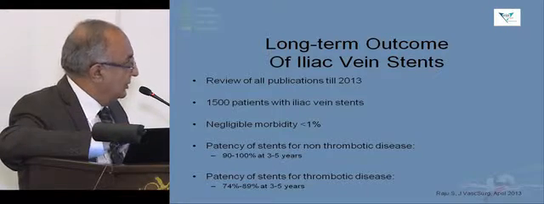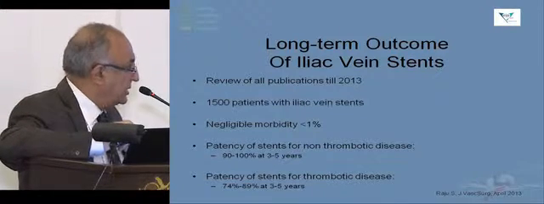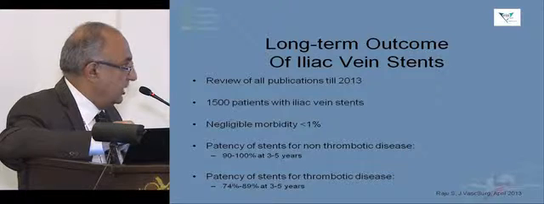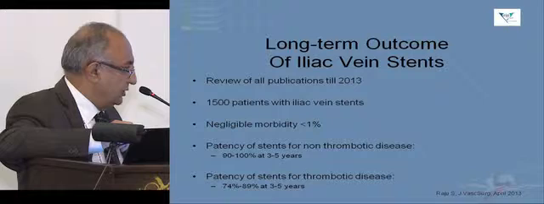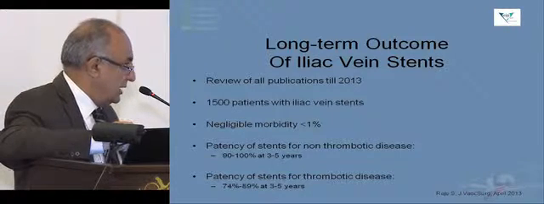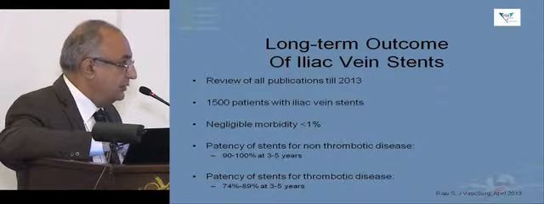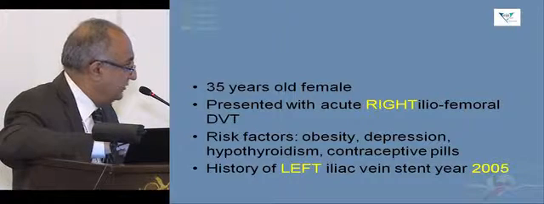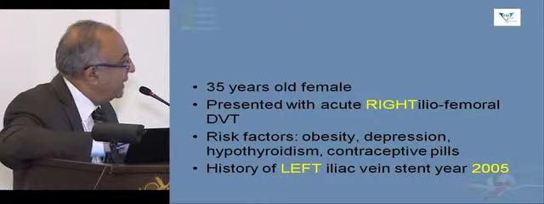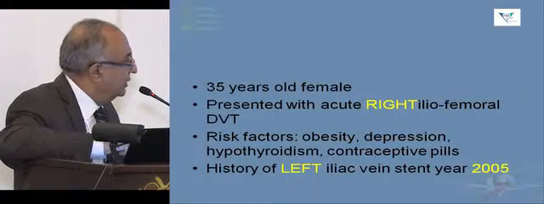Finally, Mr. Chairman, I would like to present this dramatic case. A 35-year-old female presented with acute right iliofemoral DVT. She had multiple risk factors for DVT, but importantly, she had the left iliac vein stent performed 10 years ago in 2005. And these are the venograms, right-sided iliac vein obstruction.